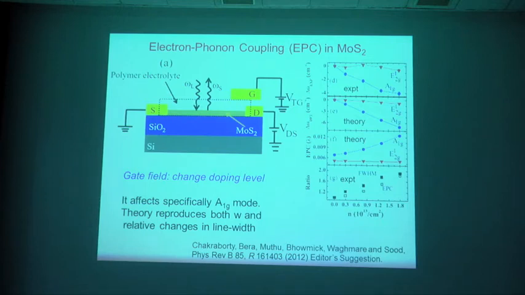So why is it useful? Because by looking at this plot, I can invert it. I can measure the change in phonon frequency, and tell what is the change in carrier concentration in MoS2. So it's a very useful tool. A tool where I don't have to break the transistor. I can do it very non-destructively. Just shine the light, measure the outgoing light. So it affects only the A1g phonon, and that theory really reproduces these results very well.